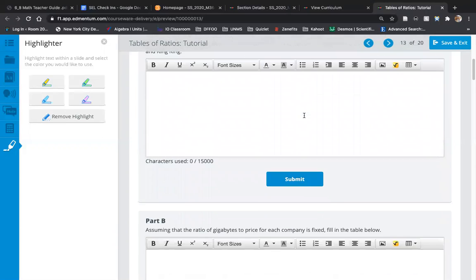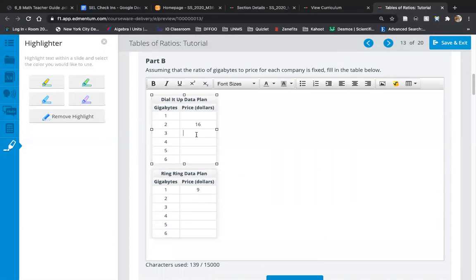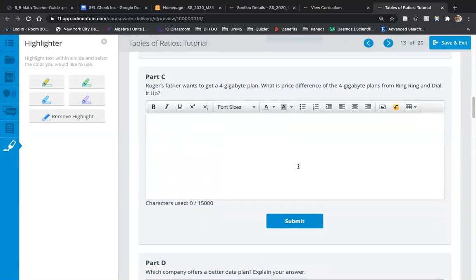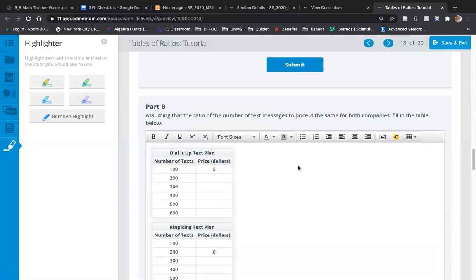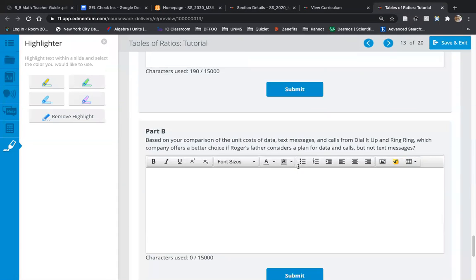Read through these here, answer the questions that you see. It's going to ask you to fill in some of these tables, so look at what we did before. Again, I'm going to stick around for the first 15 minutes. So try to answer as much of this as you can and let me know if you have questions on it.